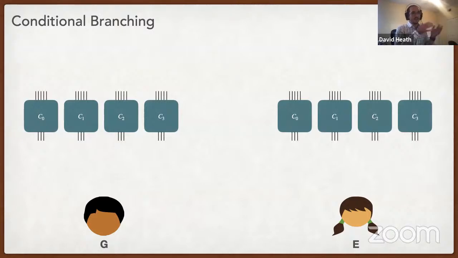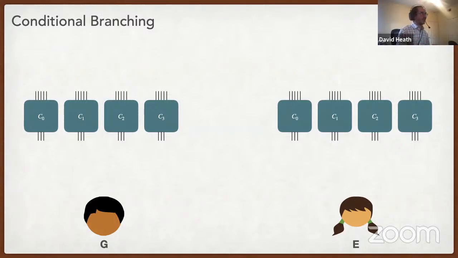So you can consider there's some part of the circuit C that has conditional behavior. Here I have four circuits drawn. In particular, imagine that it only matters that one of these circuits is actually evaluated for the overall computation. So the outputs of all except for one of these circuits is going to be ultimately discarded because of conditional branching. And moreover, the parties don't know which of these branches is actually going to be evaluated.